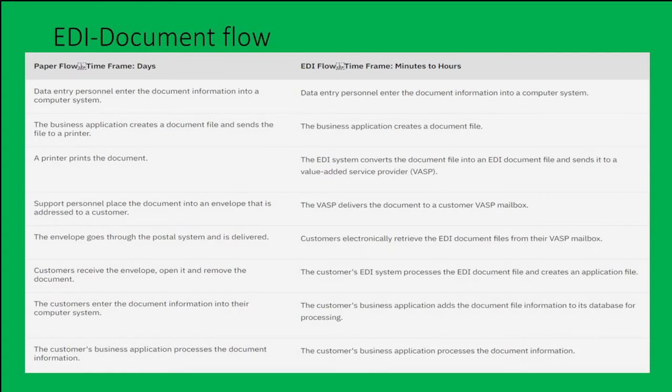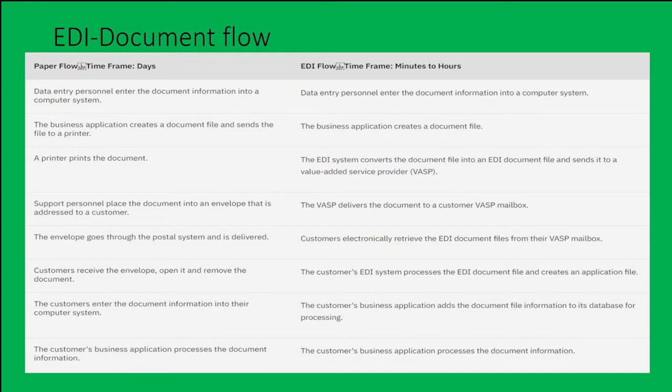But in this EDI, the value added service provider delivers the document to the customer's, another value added service provider, mailbox. So once we click on send in EDI, that will go to our supplier's mailbox. And in the traditional method it goes to the postal department and it will be delivered according to the time. In the same way, the mail is in the mailbox, and our purchase order is ready to view in the EDI format.